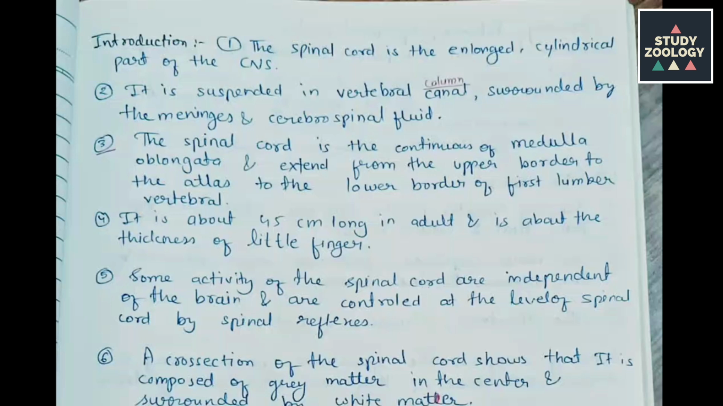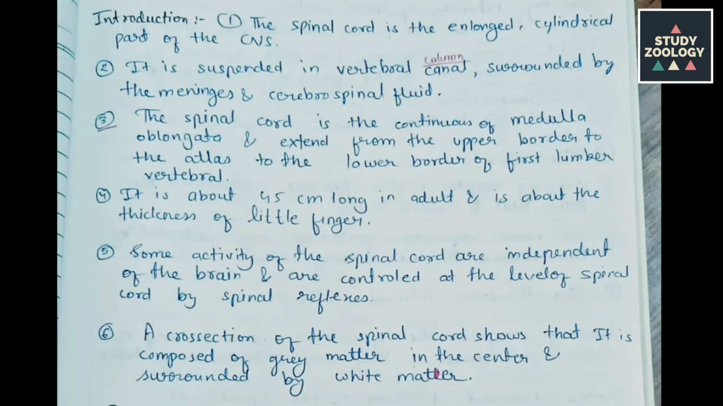Comparative anatomy of spinal cord. The spinal cord is the enlarged cylindrical part of the central nervous system. It is suspended in the vertebral column, surrounded by the meninges and cerebrospinal fluid. The spinal cord is the continuation of the medulla oblongata and extends from the upper border of the atlas to the lower border of the first lumbar vertebra. It is about 45 cm long in adults and about the thickness of a little finger.